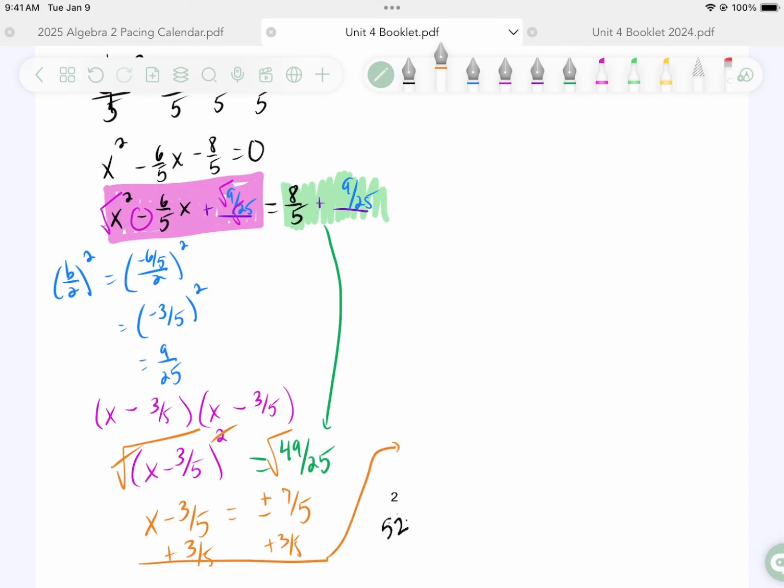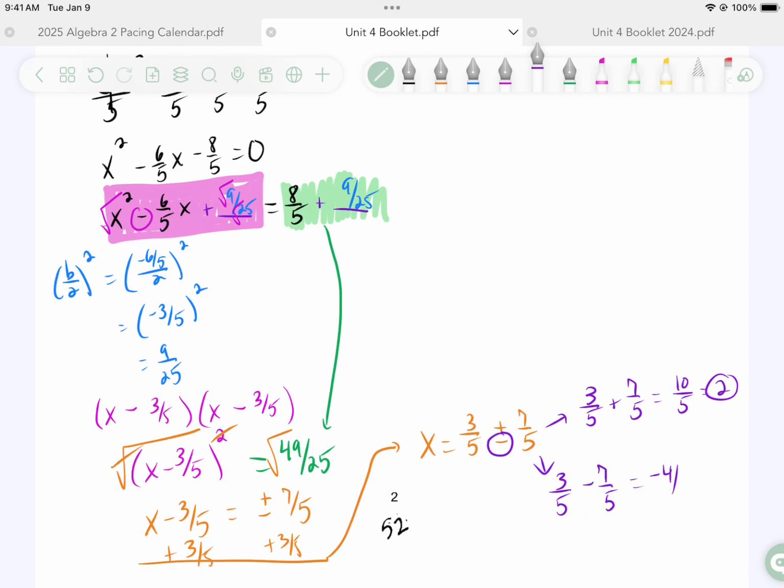Continue to solve here. So x equals 3/5 plus or minus 7/5. You do want to take that and break it out as two separate answers since you can easily simplify that. There's no square roots involved. So that'd be what, 3/5 plus 7/5, which is 10/5, which is 2. Or the other answer is when you use the minus sign. So 3/5 minus 7/5 is negative 4/5.